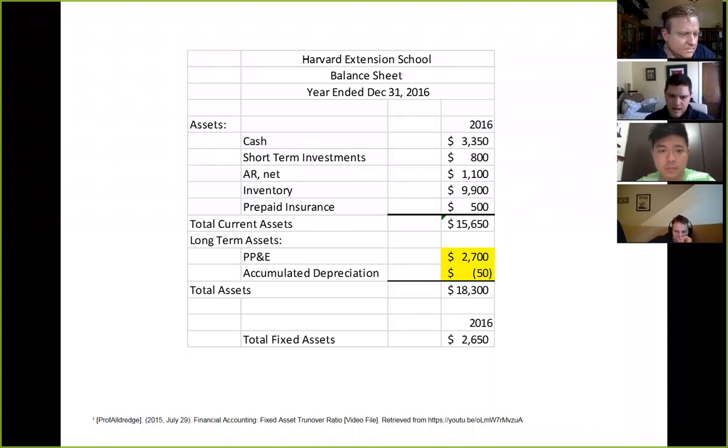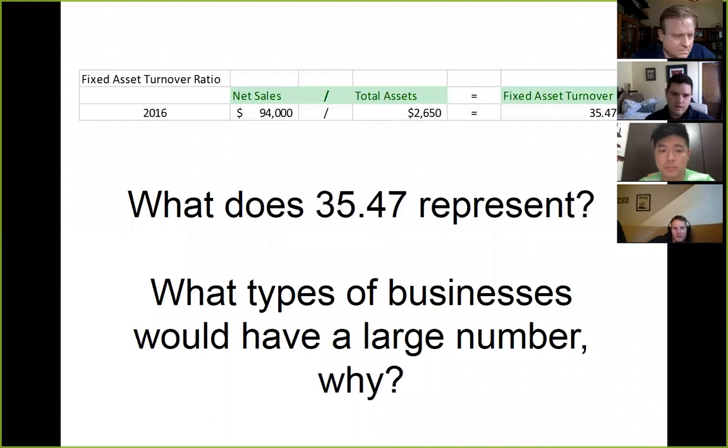So we're going to have in 2016 $2,650. If you look at the slide deck that I think Michael sent out, I put 2 previously, so I had a 2015 number. And again, if we were doing average, it's just number 1 plus number 2 divided by 2, or 3, or however many periods you want. But we're going to use 2,650. So pretty simple. It's net sales divided by total assets, and we get the fixed asset turnover. In this case, it's 35.47.